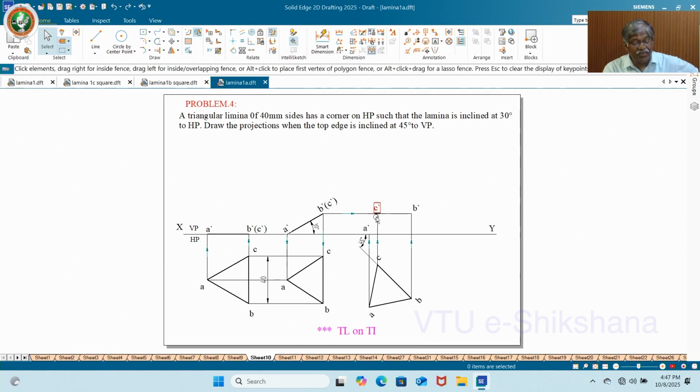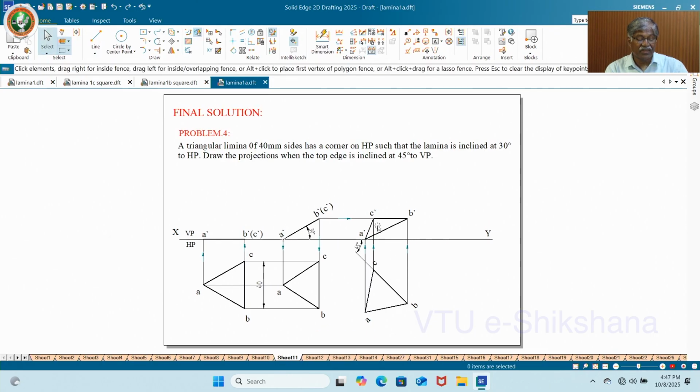Okay, see here you can observe BC is parallel to HP and inclined only to VP. Inclined to VP, parallel to HP. So at any moment you can check. See, this top edge is parallel to HP, inclined to VP. This is how you get the final solution for this problem.